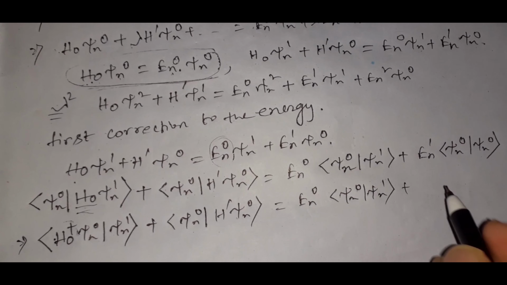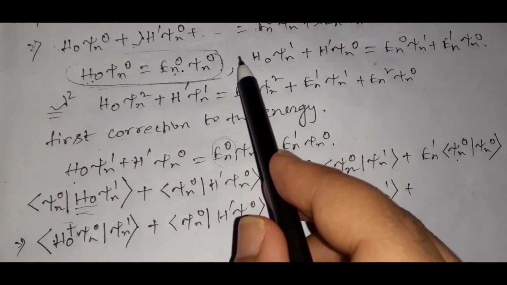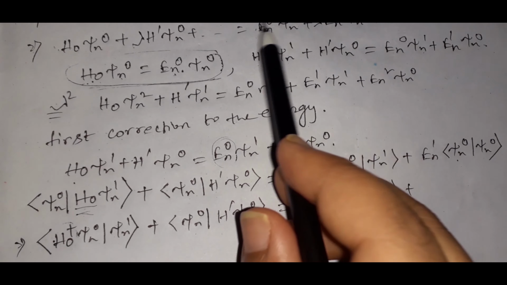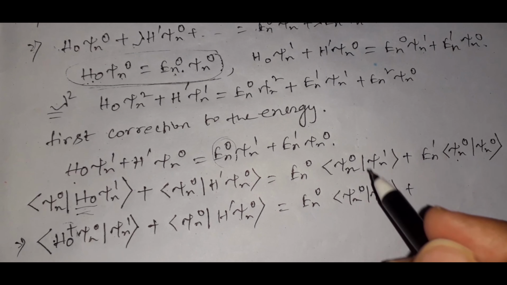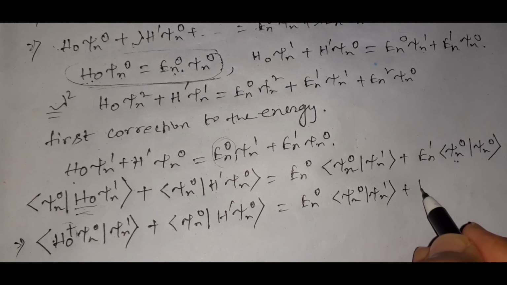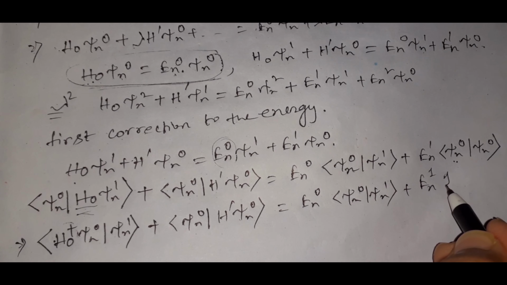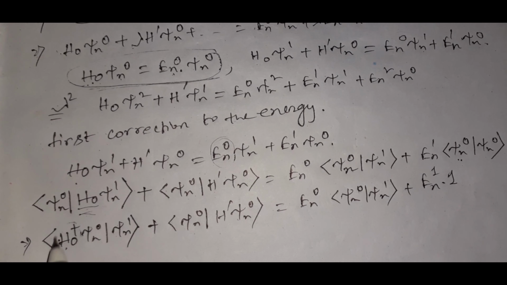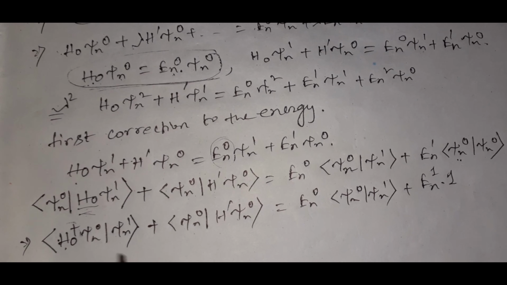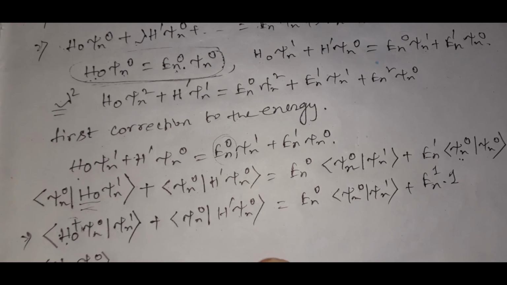Now the psi n0, and all these wave functions or correction terms, are normalized, so we are getting only one. As this is a Hermitian operator, H naught dagger is equal to H naught, so I can easily write this.